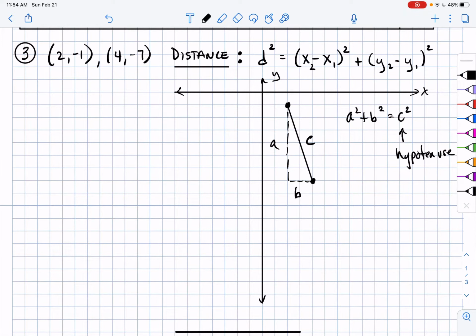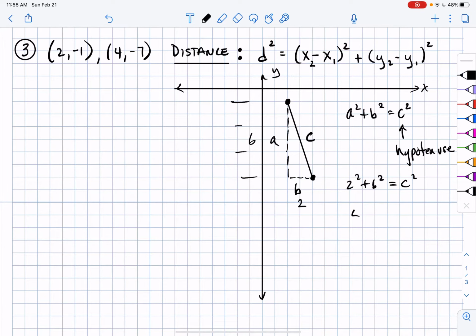So essentially, a is the distance from here to here, right? If I was counting it, 2, 4, 6. So a is actually 6, and b is actually 2. That means I'll have 2 squared plus 6 squared, and that will give me c squared, which is the distance I'm looking for. So I will have 4 plus 36 equals c squared. So c squared would equal 40. So c would equal the square root of 40, and I'll have to break that down.